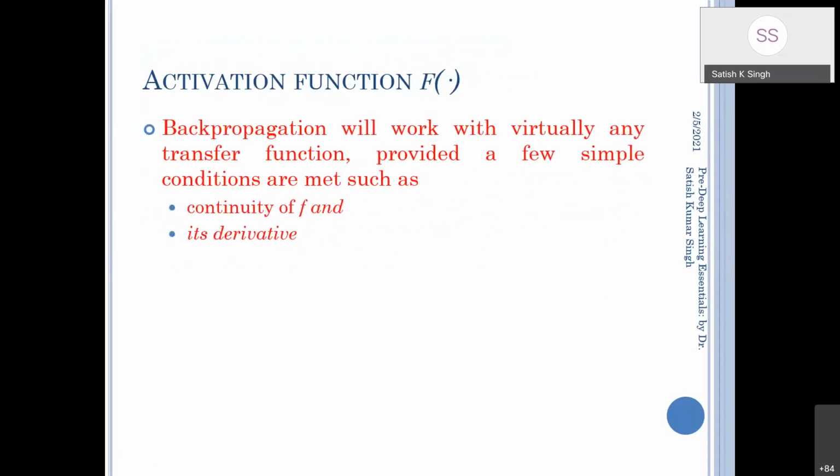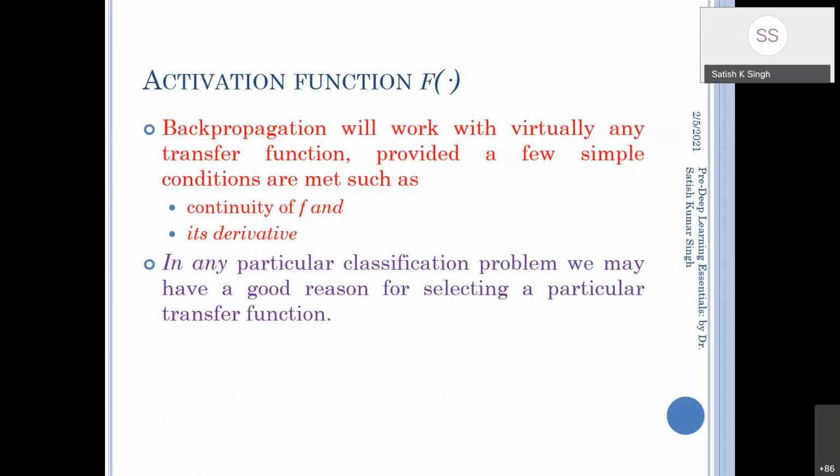So we can talk about the activation function. There are some basic requirements. Backpropagation needs the derivative and the sign of the derivative, so first derivative and second derivative both need to be taken. This is the basic requirement. Backpropagation will work with virtually any transfer function, provided a few simple conditions are met, such as continuity of f and its derivative. F should be continuous and differentiable, basically.